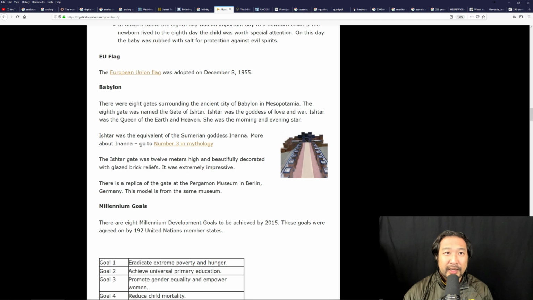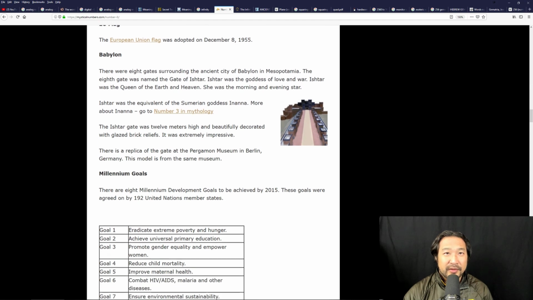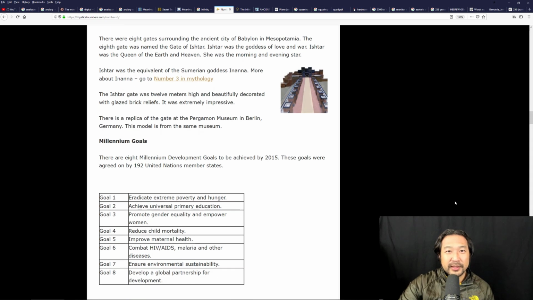The EU flag was adopted on December 8th, 1955. Oh, interesting. Oh, we're going to get to the EU, because it also correlates to 256. And I think 8. Oh yeah, that's going to be fun. 8 gates surrounding the ancient city of Babylon. Ishtar was the equivalent of the Sumerian goddess Inanna.